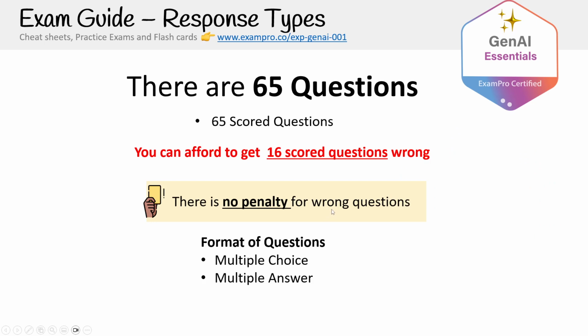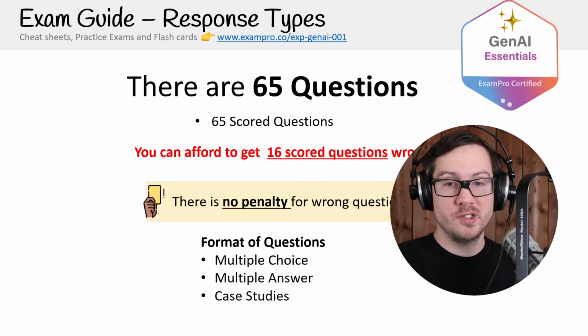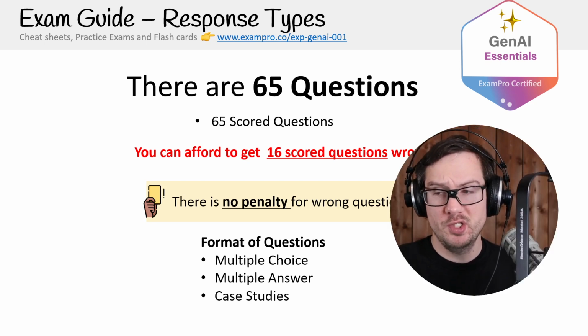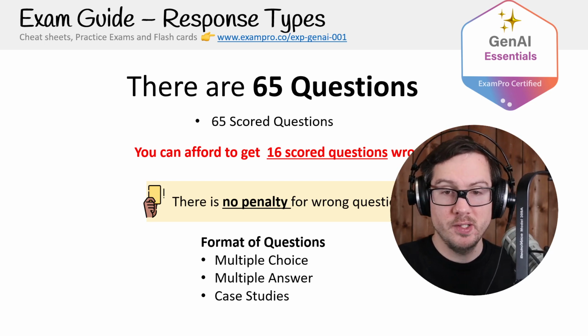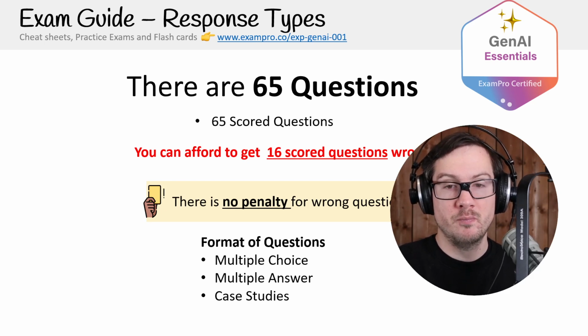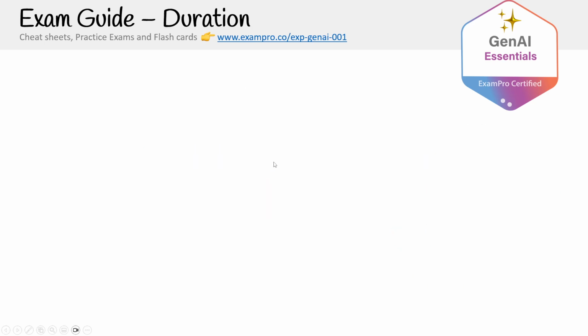The format of questions is multiple choice, multiple answer. Case studies can be worth more than a single point. So the distribution isn't perfectly like 1 point per question. And case studies are more complex, but there's not that many, so I wouldn't stress out about it, okay?